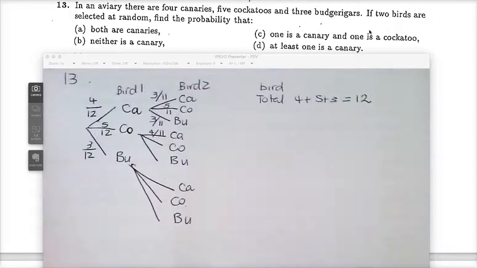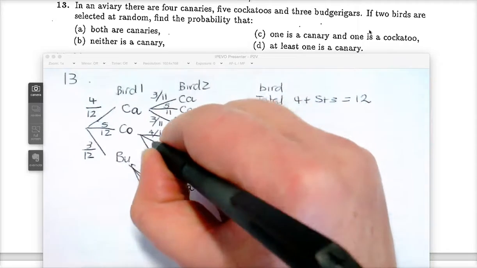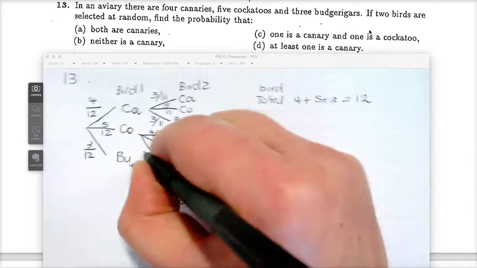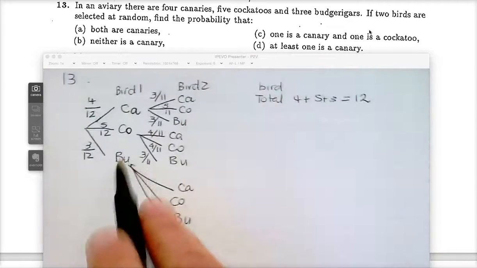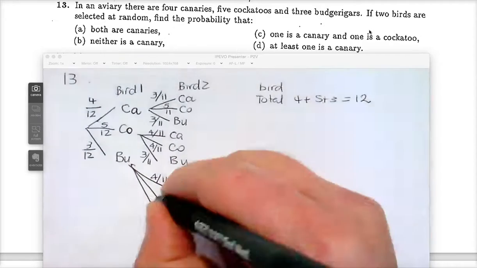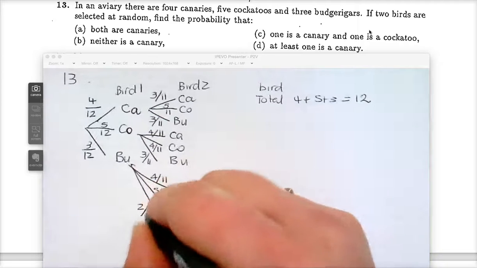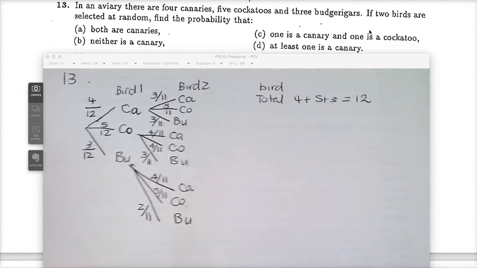Can you see, girls? Cockatoo, well, we took 1 out. How many for the cock? 4 out of 11. Budgery, 3. If 1 budgery's gone, there's still 4 canaries. There's still 5 cockatoos. And there's 2 budgies left. Little budgies.